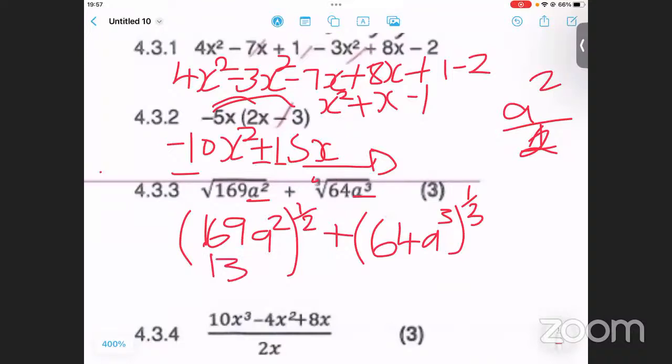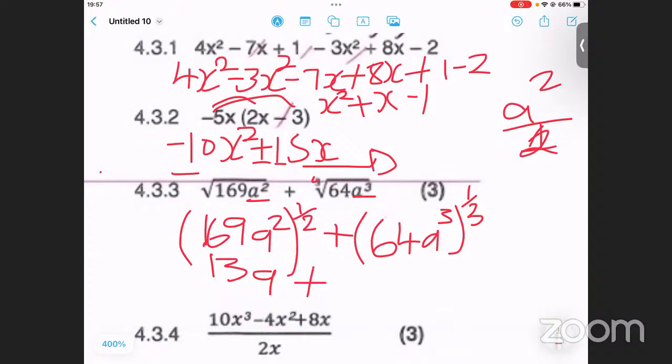And then for this one, a to the power of 2. So that means we're going to have 13a to the power of 2 multiplied by 1 over 2. So it's 2 multiplied by half, which is the same as half of 2, and half of 2 is 1, and 1 is the same as not writing it. You don't have to write it. A to the power of 1 is the same as a, right?